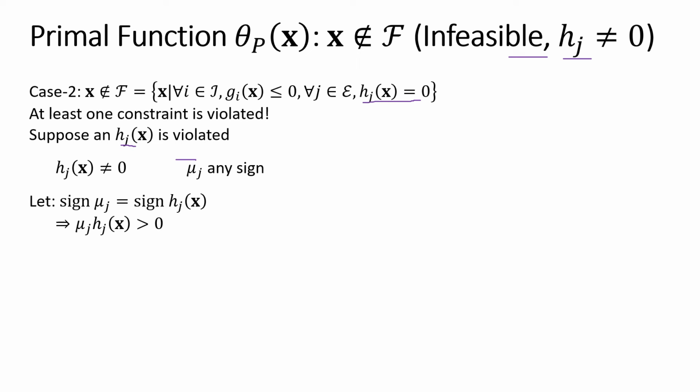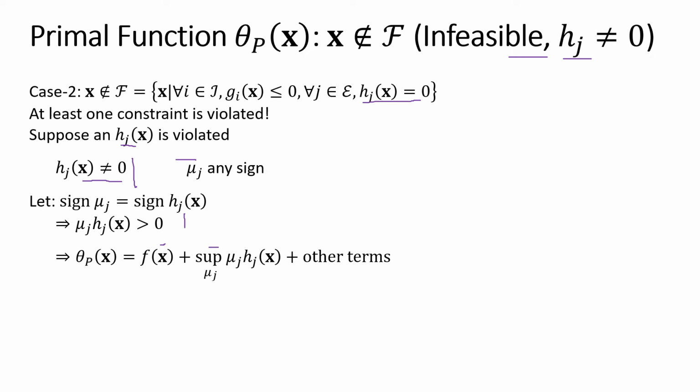Now we let the sign of mu j be equal to the sign of hj. Hj obviously has a sign which is either positive or negative because it's not equal to 0. Hence, mu j hj, their product, has to be strictly greater than 0. Now, theta p of x is equal to f of x plus the supremum of mu j hj of x plus other terms.